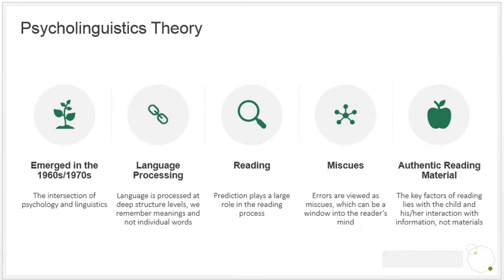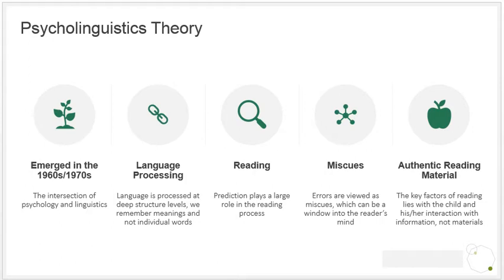In regards to reading, this theory states that prediction plays a large role in the reading process, and what that looks like is as a reader comes to a word, the reader is going to focus on the first few letters in the word, and then they're going to make a hypothesis, and if their hypothesis matches and makes sense, then they will proceed to read. If this approach fails, it's then that the reader will try a more bottom-up approach and attend to every letter that they see in the word.